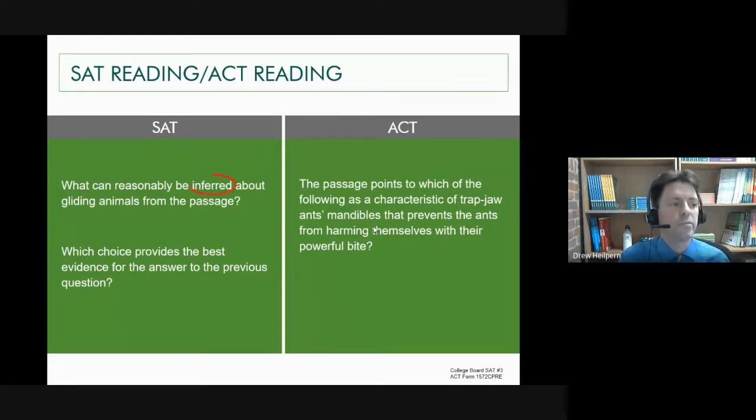More questions along these lines: what can reasonably be inferred? And then for some of these questions, there'll be a follow-up question: which choice provides the best evidence? There's actually going to be line numbers in these answer choices, again forcing students to go back and do a deeper reading, a closer reading, almost a line-by-line reading of that passage. Whereas on the ACT, they really don't have time for that.